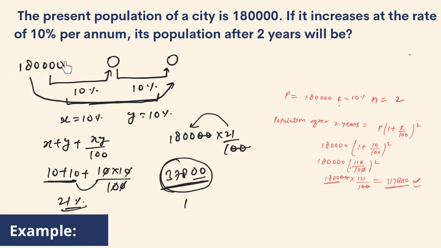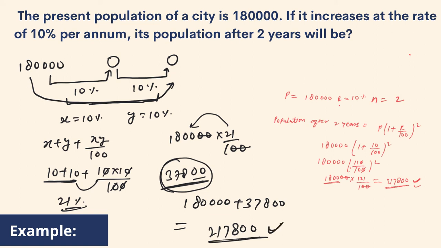This population was 1,80,000 earlier, and after 2 years it has increased by this much. So I will add both these values. 1,80,000 plus 37,800. When I add, I get 2,17,800, so this is the answer.